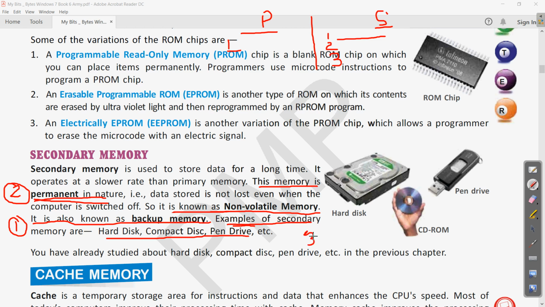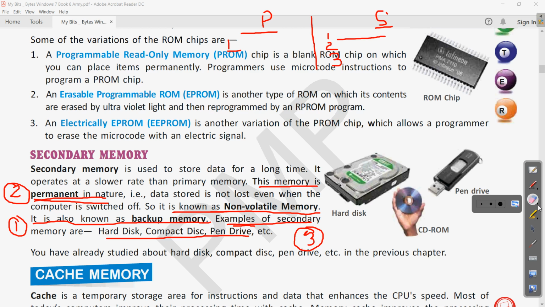Clear? So these 3 points we have written in the secondary memory, and similarly in the primary memory also we have written 3 points. Clear? Okay, so I hope you have written this. You can pause the video wherever you want to mark the answers in the book, or you can directly write in the copy.